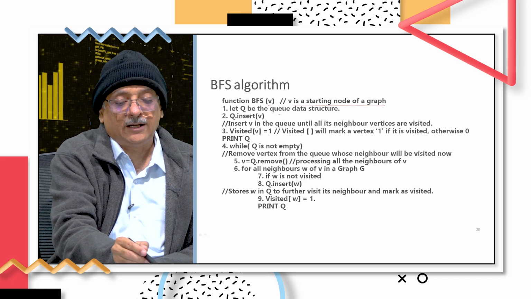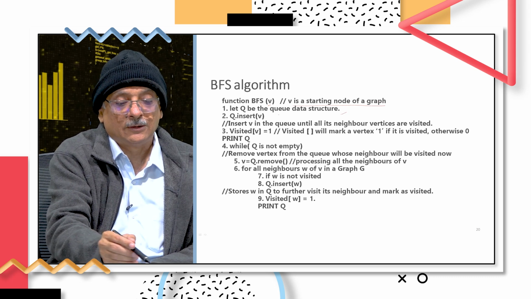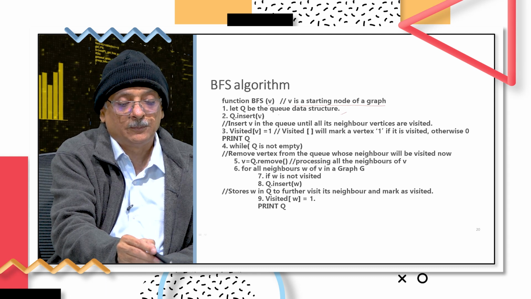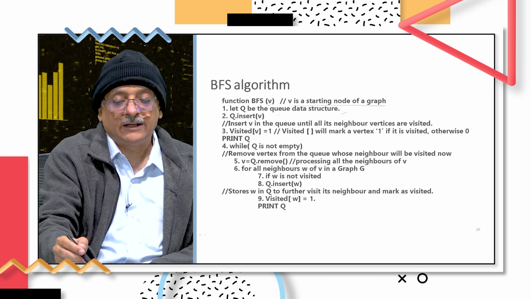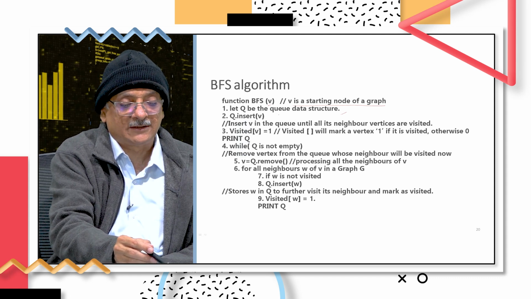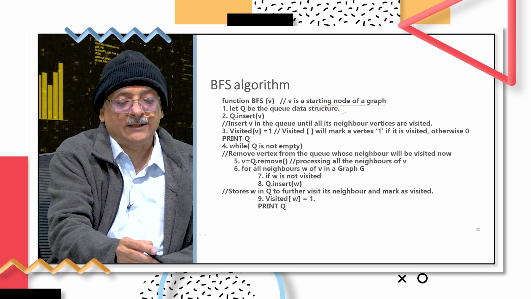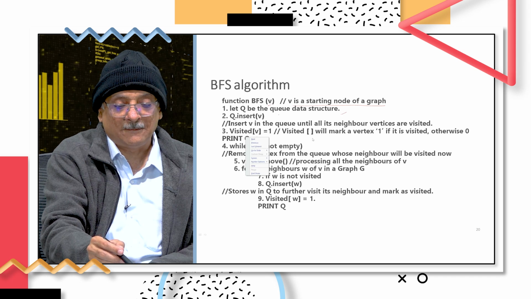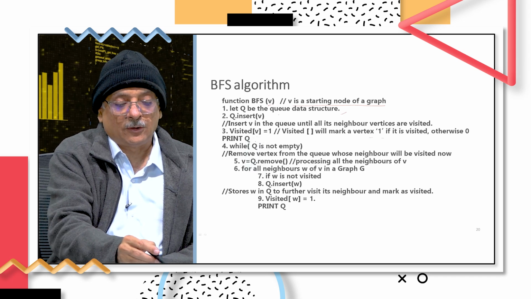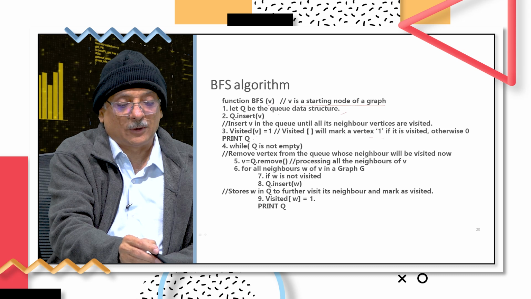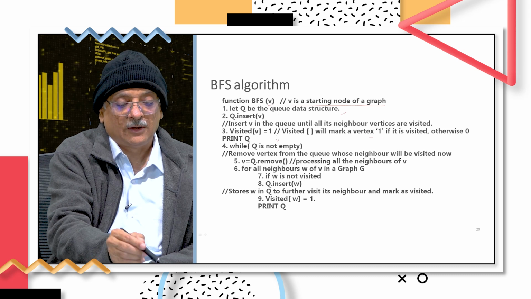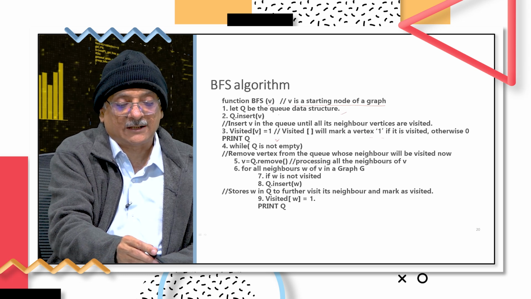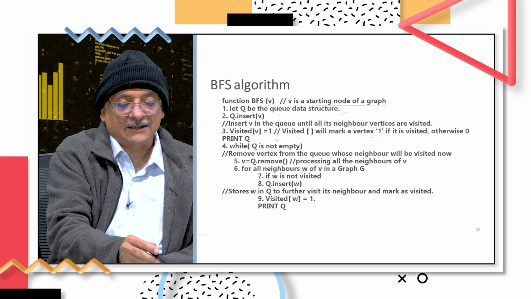Let Q be the queue data structure which is to be used. So, what we will be doing? We will be inserting the starting vertex into the Q. We will be inserting just V right now. And then we will mark V as 1 because it has been visited, otherwise 0, and we will print the Q at this point of time, which just consists of the vertex V. While Q is not empty, now Q is not empty because it contains V. So, that is the starting point.